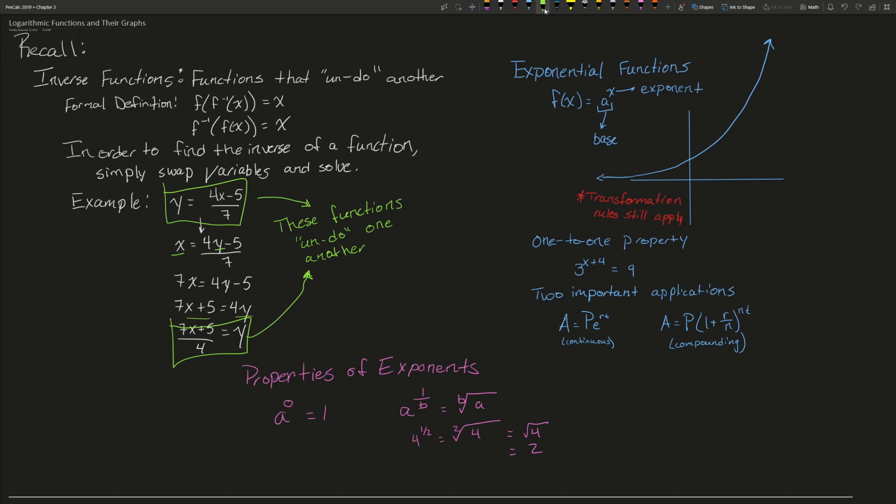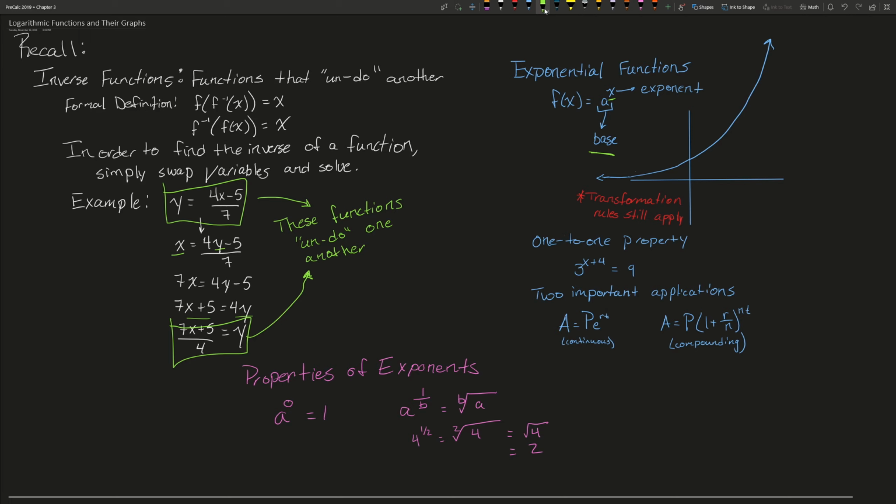The other thing we need to recall are exponential functions and their general idea. We need to know the terminology, so if we have f of x is equal to a to the power of x, we need to know that a is the base and x is the exponent. And we generally need to know what the graph looks like. We also need to know the one-to-one property.